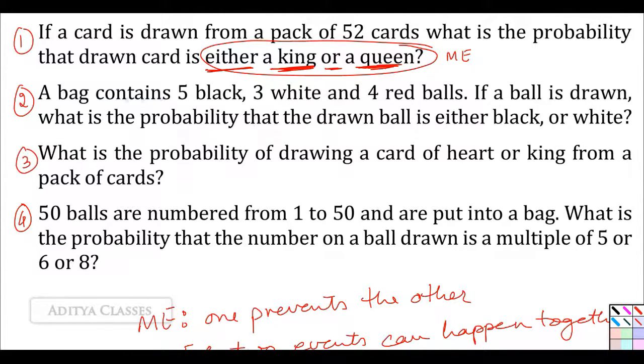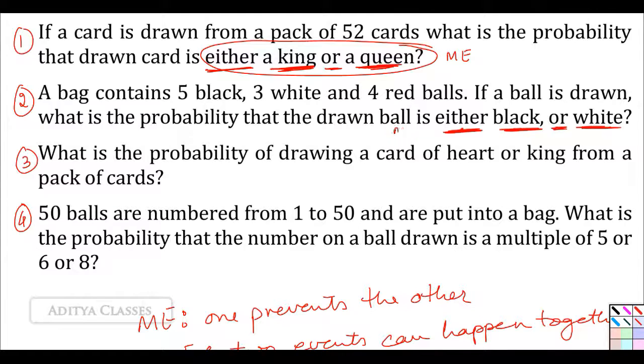The second one is, a bag contains 5 black, 3 white and 4 red balls. If a ball is drawn, what is the probability that the drawn ball is either black or white? Now again, a black ball cannot be white in color or a white ball cannot be black in color. So this again is literally similar to the first question, with the difference being that there were 52 cards. Here we have 5 black, 3 white and 4 red alternatives.